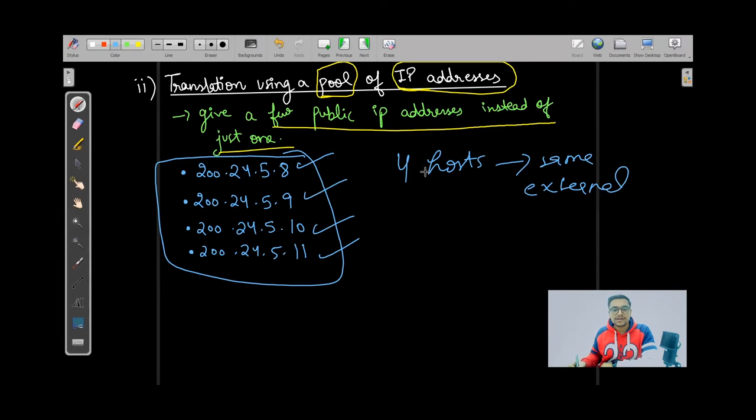Four internal private hosts can communicate with the same external host at the same time, but it does not allow more than four connections at the same time. So the number of connections, or the number of communication channels, is restricted. That is the case with this scenario. So we have to find a better way of doing the translation, and we reach the third way.